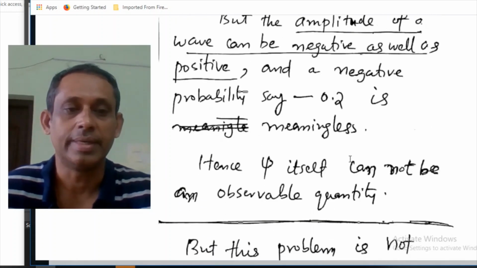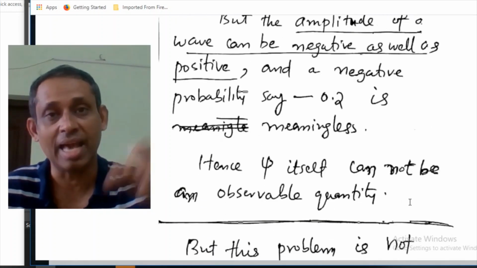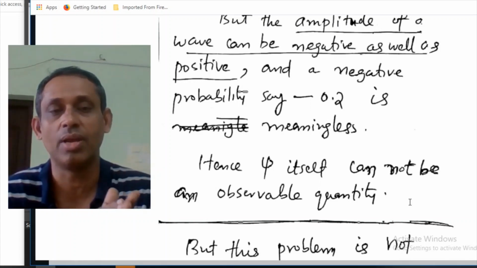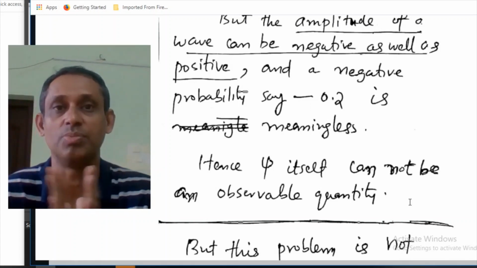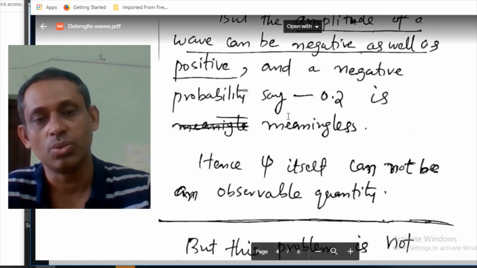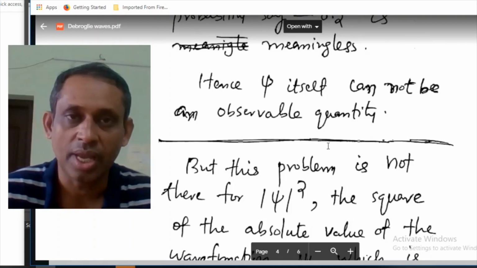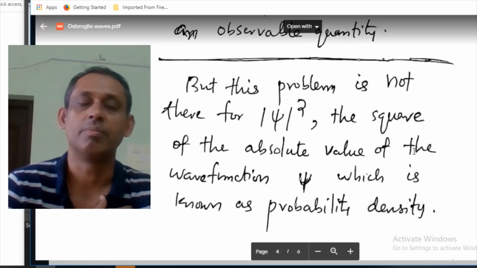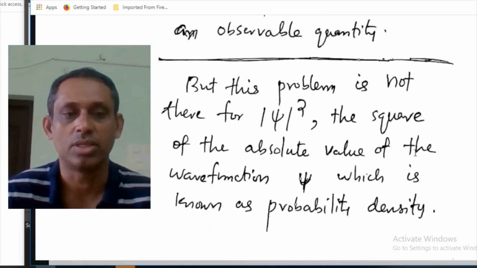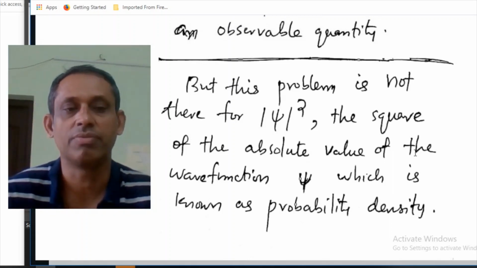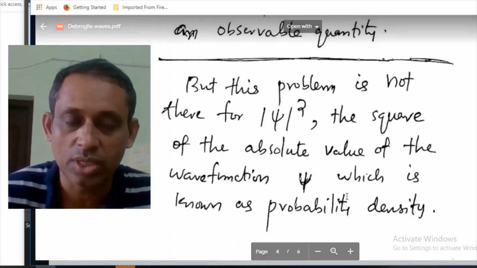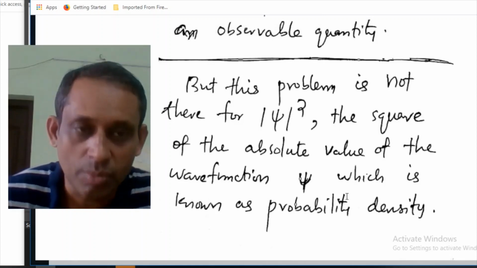But if psi is directly related to the probability, then it can take positive and negative values, but a negative value is meaningless because probability cannot take a negative value. So psi itself cannot be an observable quantity. But this problem is not there for modulus psi square, the square of the absolute value of the wave function psi, because if you take the modulus square, it will definitely be positive.